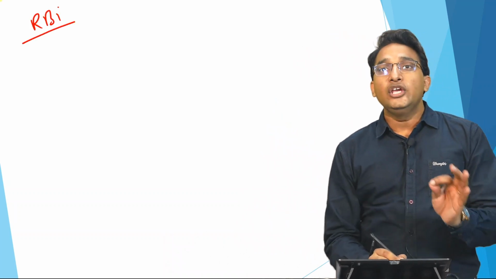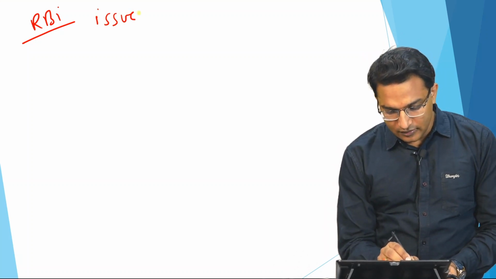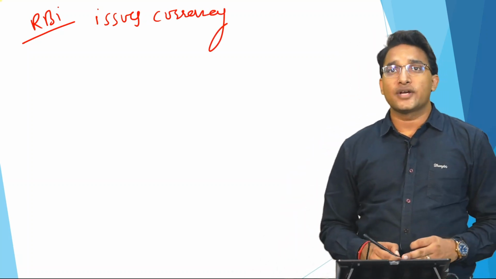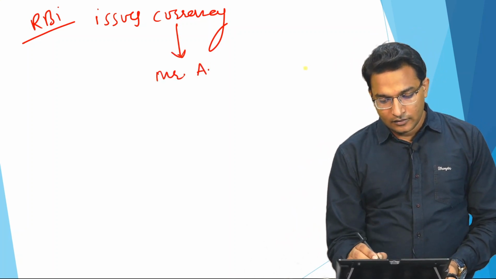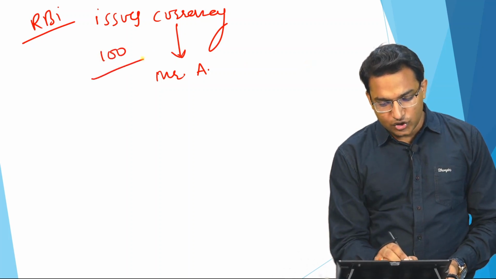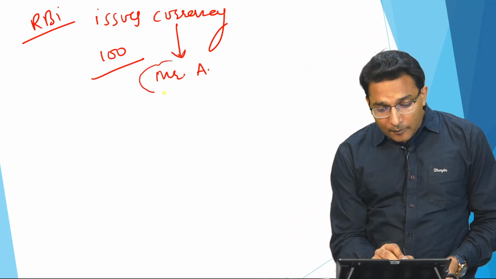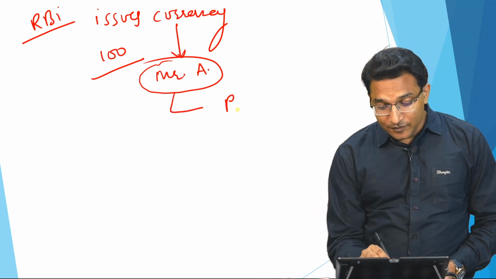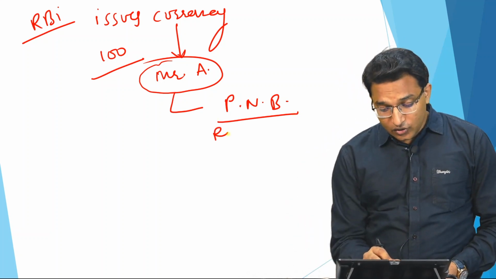So we have the Reserve Bank of India. Reserve Bank of India is the issuer of the currency, right? So it issues the currency. Now, when the Reserve Bank of India issues the currency to any person, for example, Mr. A, let us suppose rupees 100 have been issued by RBI to Mr. A. Now, what will Mr. A do with this 100 rupees? So Mr. A will go to his bank, Punjab National Bank for example, and will deposit this money, rupees 100.